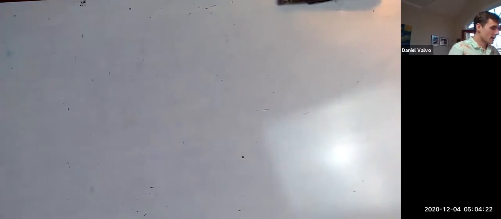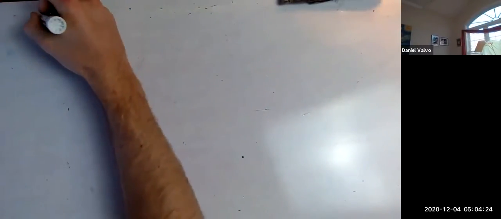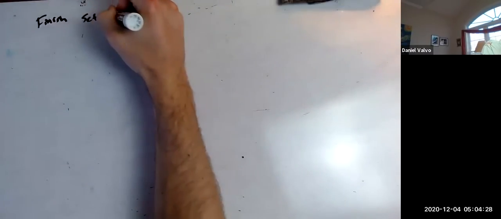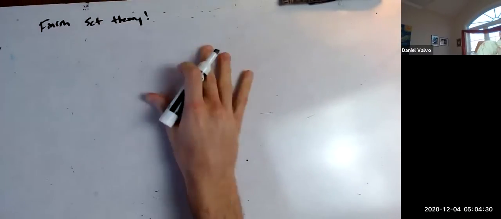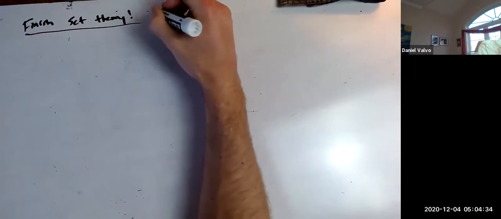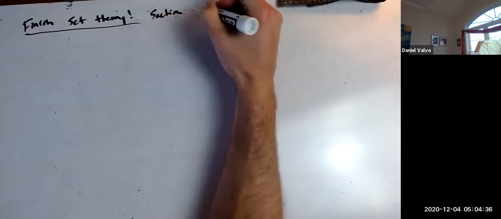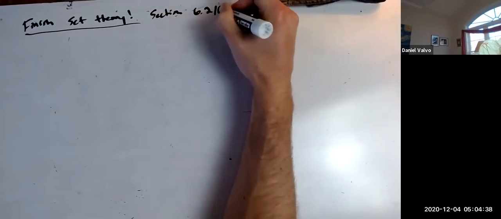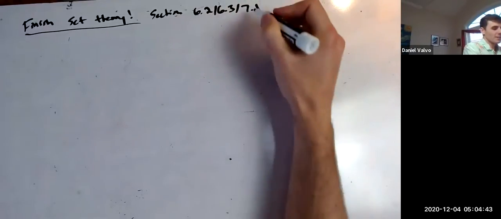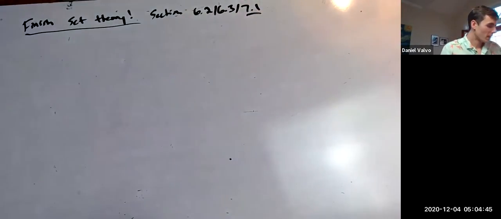So today we're going to finish set theory. An exclamation mark is not a big enough punctuation for how happy I'm about this. Finish set theory. This is going to be somewhere in the range of section 6.2 / 6.3 / 7.1. Hopefully, we'll get 7.1. So anyway, though, let's talk about where we left off last class.